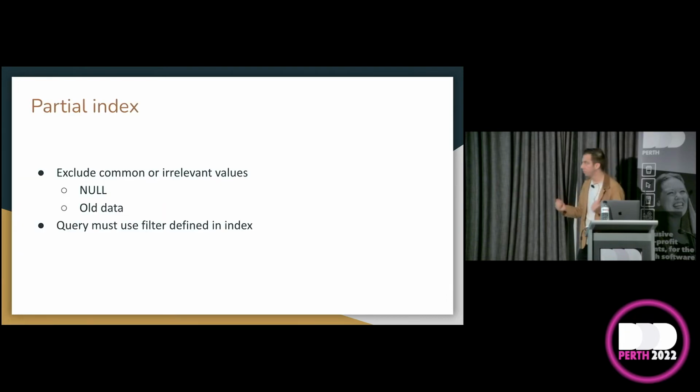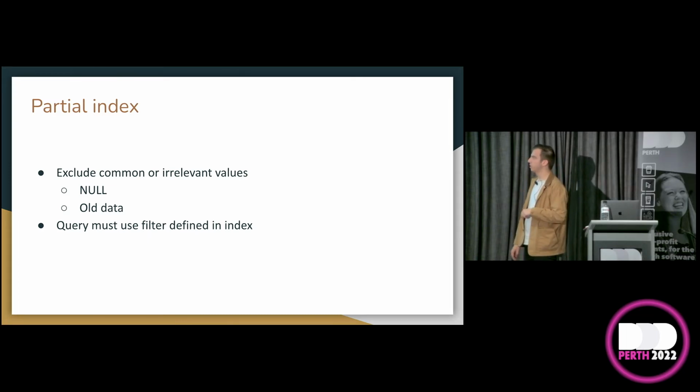So, partial index. What are they used for? We use it here to exclude irrelevant values. You can use it to exclude common values, so good examples are null. If you don't need null values, just exclude null values on your index.